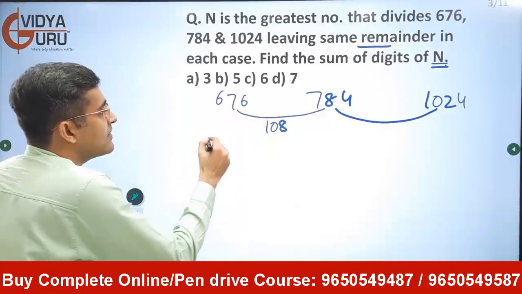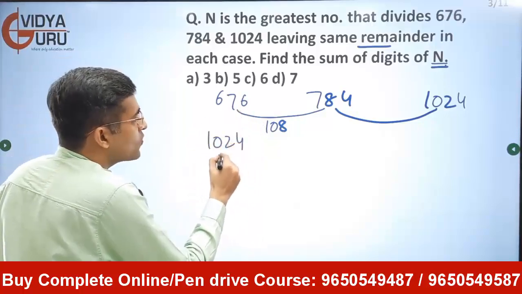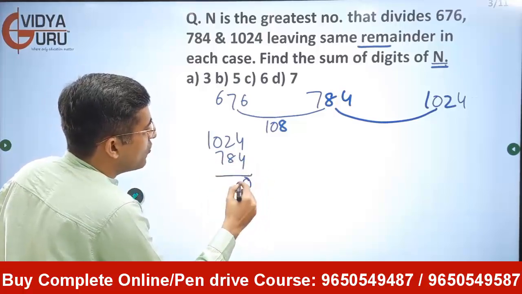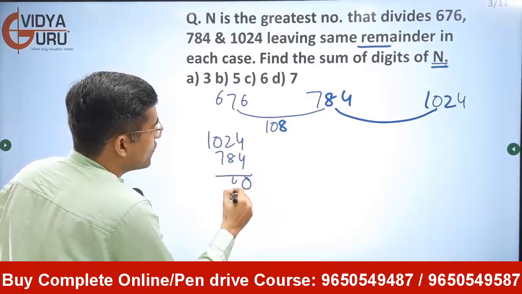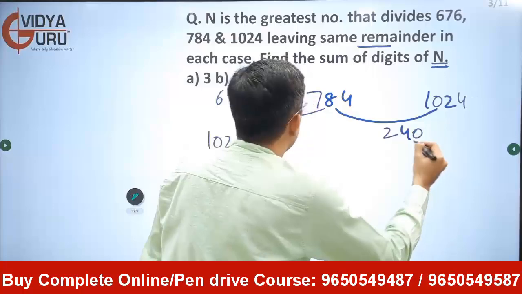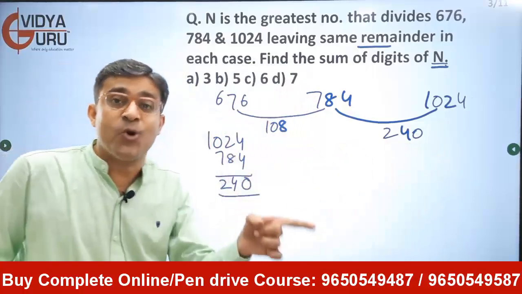So let's look at the gap. Keep solving along with me. 784. So 4 minus 4 is 0. It becomes what? 12 minus 4. So it is 240. Sure, we still have one more pair left.